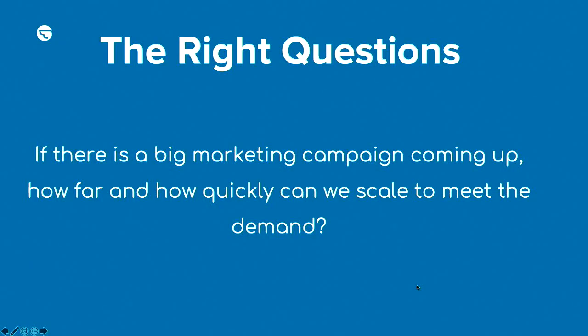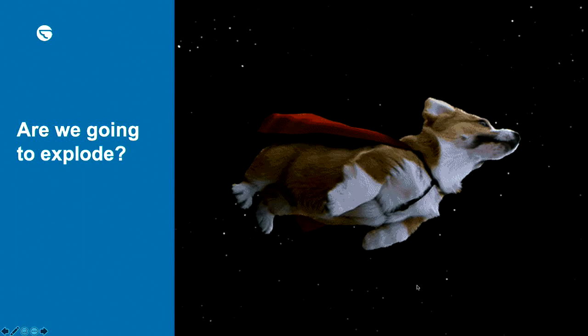Okay, going back to the boring question. If there's a big marketing campaign coming up, how far and how quickly can we scale to meet the demand? This is a great candidate for spike testing. We can get historical data from the business in regards to how much more traffic we tend to get when a big marketing campaign comes up. Let's say we have 300% more users than usual. So we can set our criteria like the node and deployment replicas can scale within several minutes to meet the demand with 300% of our current traffic. In a nutshell, are we going to explode?